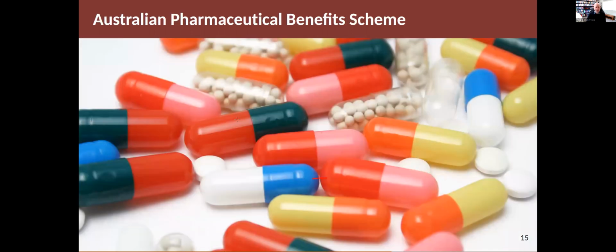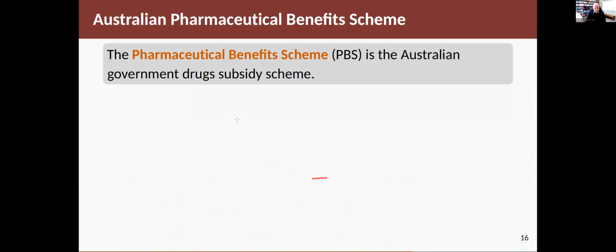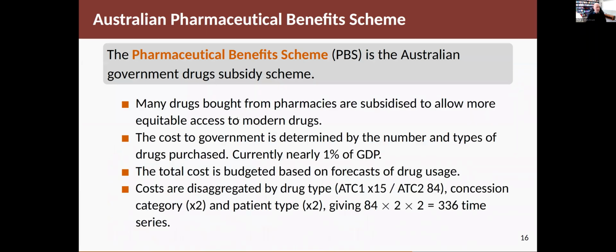Okay, let's do another example, this one using the Australian Pharmaceutical Benefit Scheme data. I talked about this earlier. It was a data set from a consulting project that I did for the Australian government. So the PBS, you remember, is the Australian Government Drug Subsidy Scheme, where people go to the pharmacy and purchase drugs and the government subsidises it.